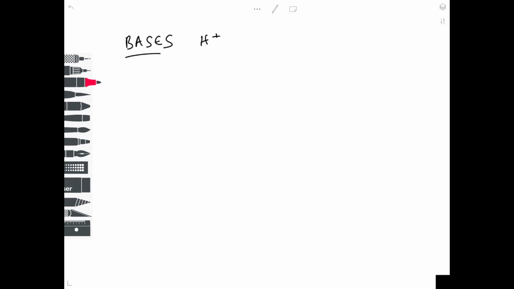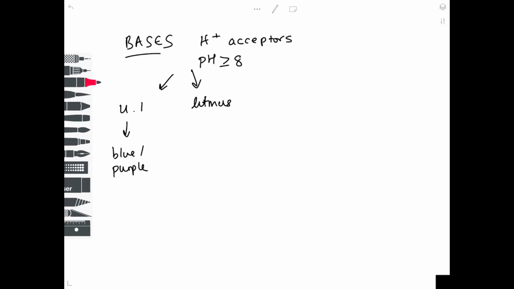Remember that these are hydrogen ion acceptors. Again, we need an in-depth knowledge of the colour that all the indicators turn. Remember that a base has a pH greater than or equal to 8, so they will turn universal indicator blue or purple. Litmus paper, again, will turn blue. Methyl orange, unluckily, doesn't turn blue. It turns yellow.